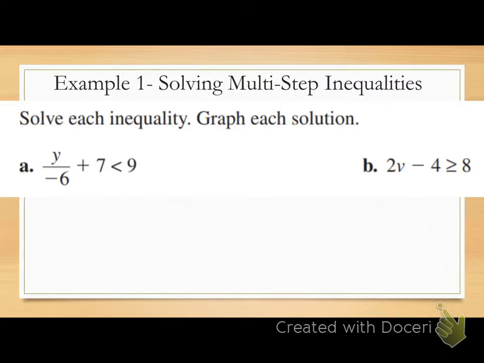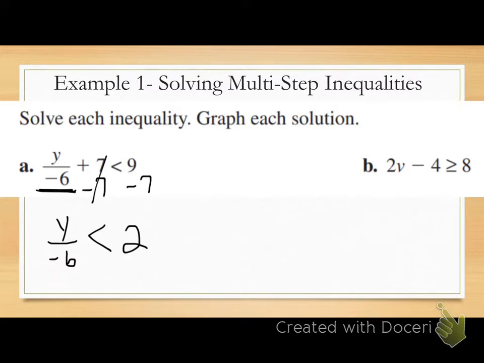Just like with our equations, in order to get the variable by itself, I must first get this term containing the variable by itself. So I've got to get rid of that 7. Inverse operations would be to subtract 7 from both sides. 9 minus 7? 2. After this step, does my inequality symbol flip or stay the same? Stays the same. I did not multiply or divide both sides by a negative, did I? Any questions on that? Okay.